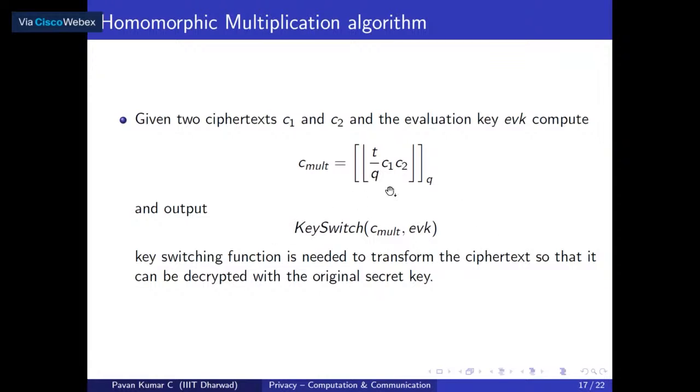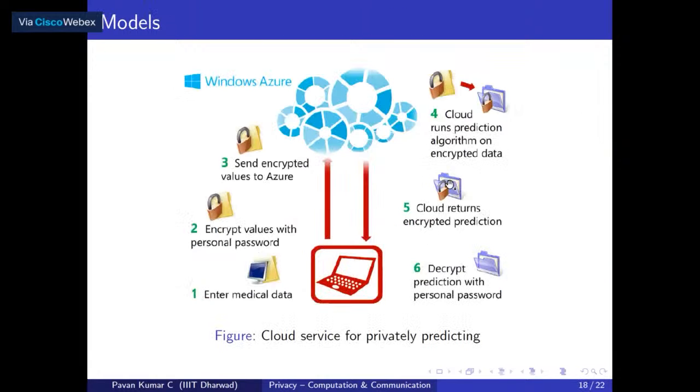Like key switch will help us, in addition to the ciphertext, to get the result of the multiplication. It is mainly needed to transform the ciphertext so that it can be decrypted with the original secret key. So if you see two ciphertexts, and you take this from the system parameters, then you can even compute this operation. Now, whatever I have told till now can be summarized with this diagram.